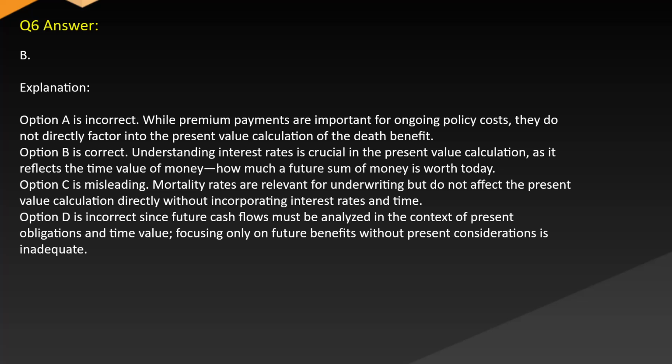Option C is misleading. Mortality rates are relevant for underwriting but do not affect the present value calculation directly without incorporating interest rates and time. Option D is incorrect since future cash flows must be analyzed in the context of present obligations and time value. Focusing only on future benefits without present considerations is inadequate.